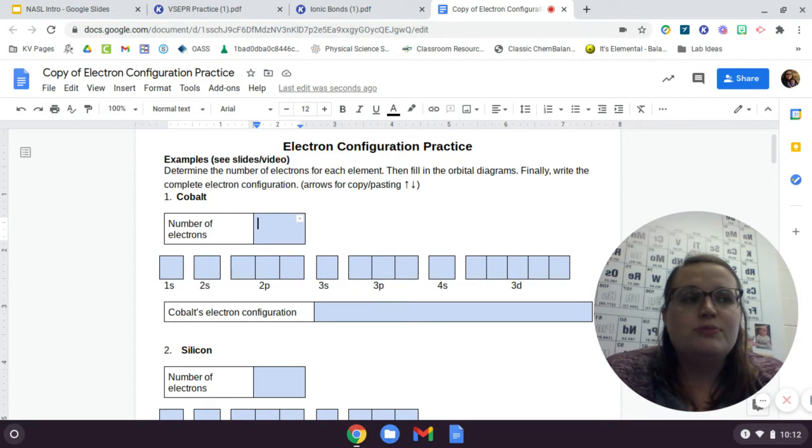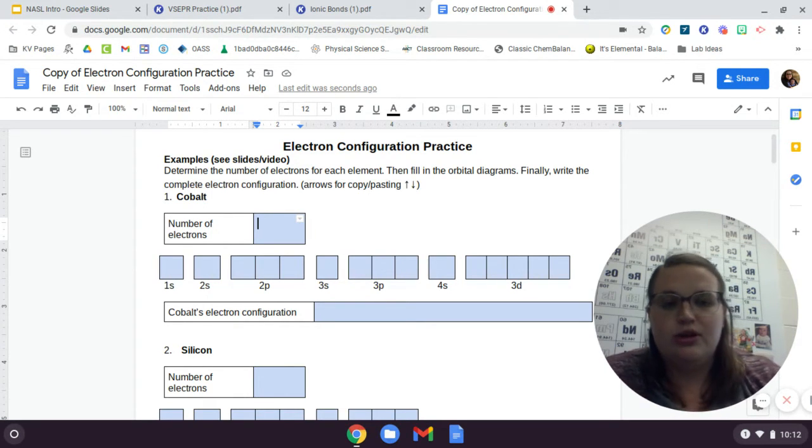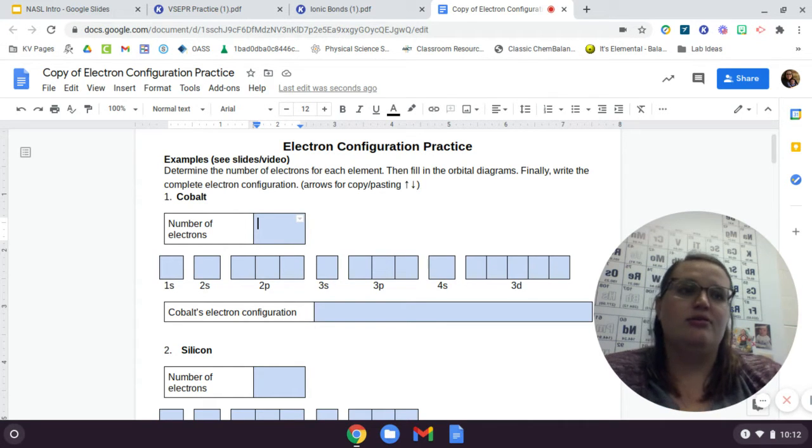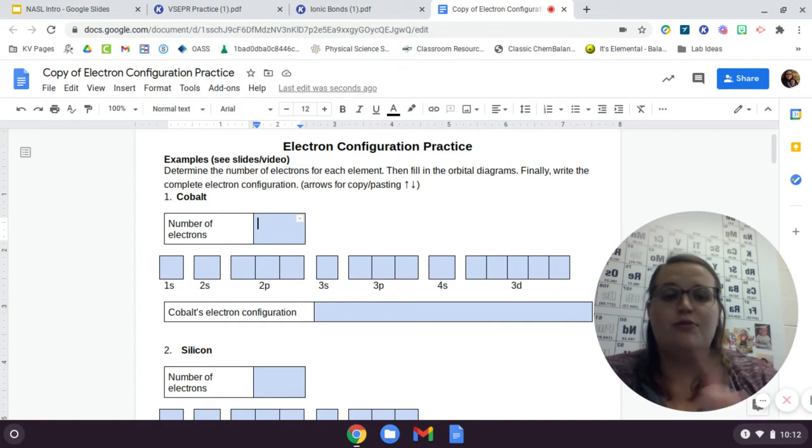The Pauli exclusion principle says that each orbital, each one of these squares, can only hold 2 electrons. And then those electrons have to go in opposite directions, so you have to have up and down arrows. And then Hund's rule states that you have to do singles before doubles. So I have to have 1 in every box before I can do 2.